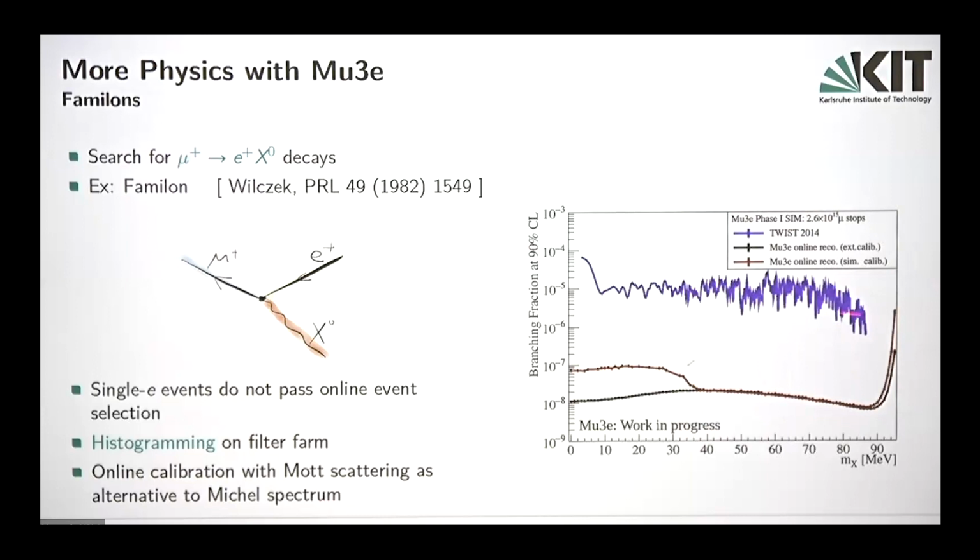Blue is TWIST results. They did it for several masses of the Fermilon. And there is more than two orders of magnitude to achieve there for Mu2e. The red line is if we would actually use the Michel spectrum, but leave out a window around the expected mass, so that we don't calibrate away our Fermilon signature.